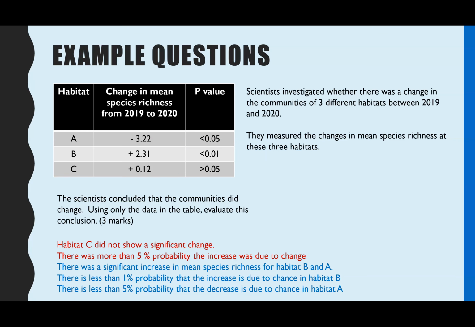So for those 3 marks, they'd be wanting you to point out the fact that the top 2 were significant changes. One's an increase, one's a decrease. The bottom one was not significant. And then there would always be a mark for talking about the p-value. So you're showing that you know what a p-value is. So a p-value is the probability that the result is due to chance, and less than or equal to 0.05 is our cutoff to say that it is significant or not.